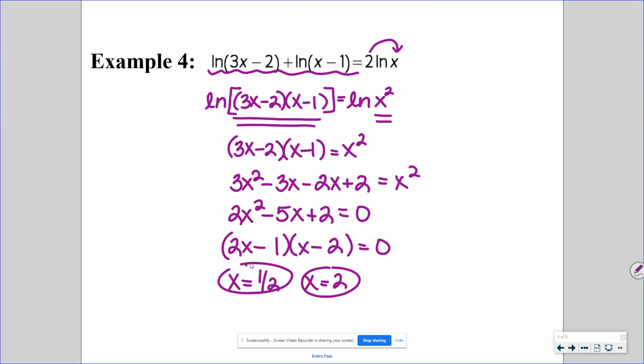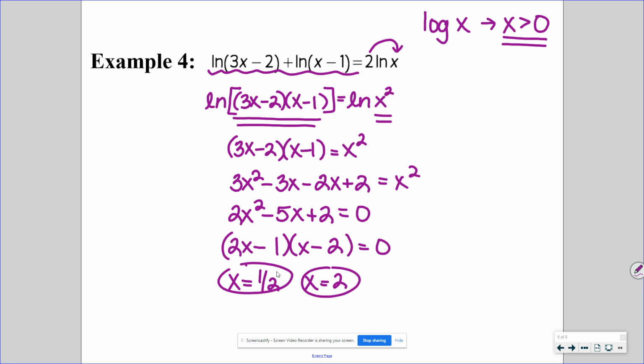Now, new thing right here. Logarithms have restrictions, okay? The x value has to be greater than 0, okay? Logarithms don't work with negatives. So that means that your answers need to be checked. So it's real simple. You're just going to take your answer and plug it into each logarithm and make sure that it does not give you a negative.